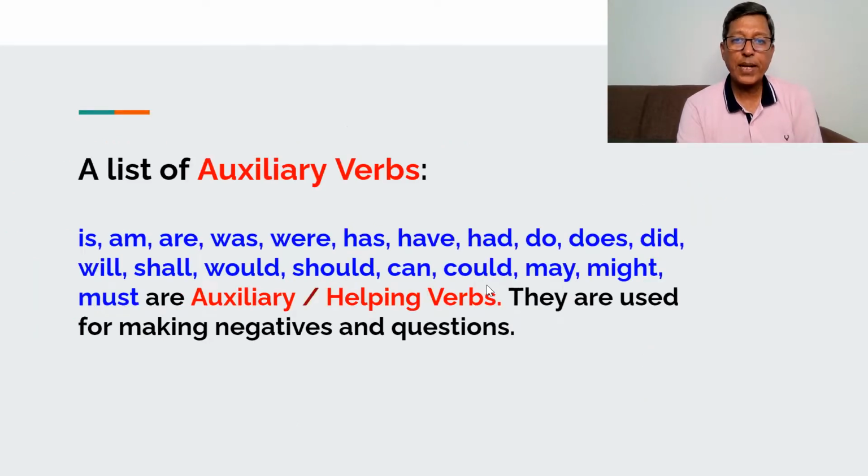For your reference, I have given a list of auxiliary verbs. The list is almost complete. It includes is, am, are, was, were, has, have, had, do, does, did, will, shall, would, should, can, could, may, might, must. These are the auxiliary or helping verbs, the common ones. Some of the uncommon ones I have not included, like dare, or ought to, or need, etc. 3, 4 more. So these are used for making negatives and questions, we already know.